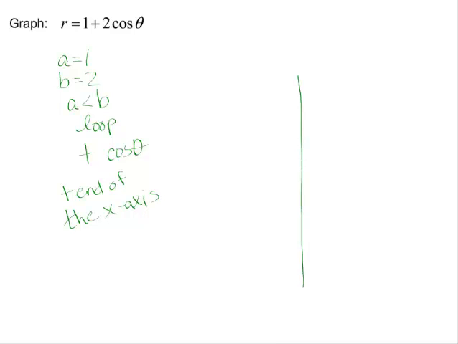So although this looks terribly difficult, it's not. Here's my pole. Here's 1, 2, 3, 4, 5. Here is the positive end of my x-axis. Here is my y-axis. There's 1. There's 1. I know that I'm going to have that.